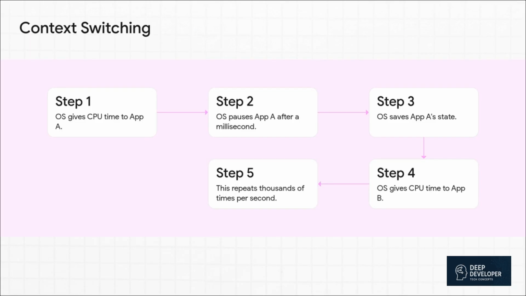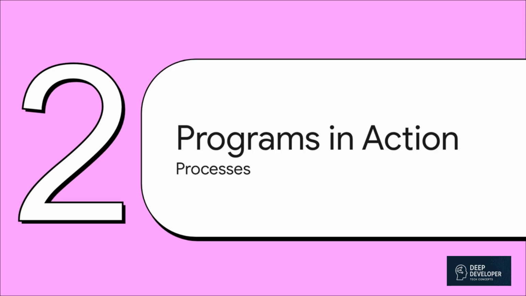So how does the OS create that illusion that everything is running at once? It performs a brilliant little magic trick called context switching. It gives one app, let's say app A, a tiny slice of CPU time. Then, after just a millisecond, it hits pause, saves everything app A was doing, and gives the CPU to app B. This switch happens thousands of times a second. It's so ridiculously fast that to our human eyes, it looks like everything's happening in perfect harmony, all at the same time.